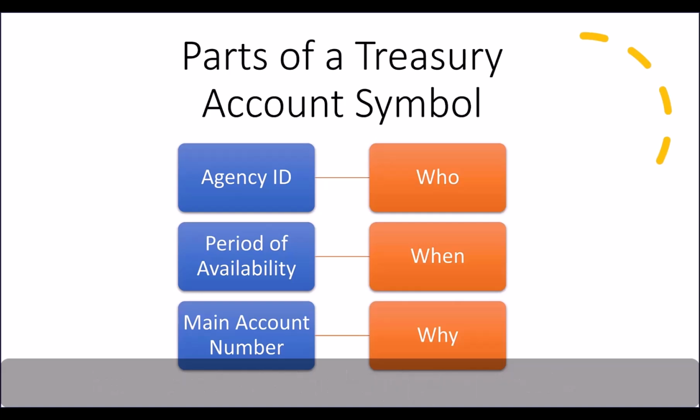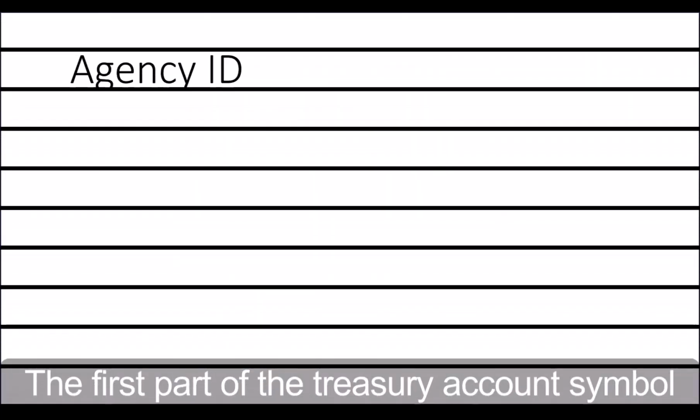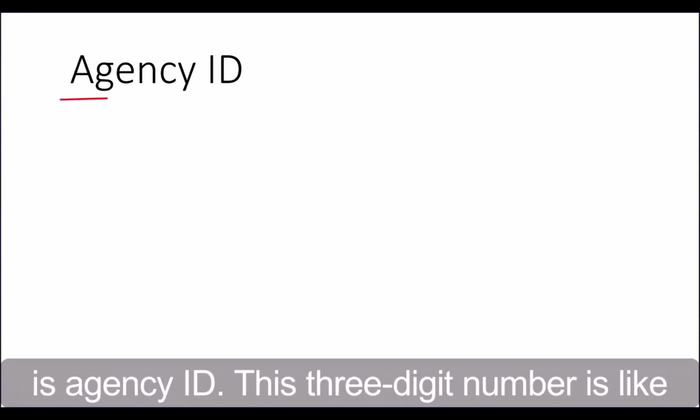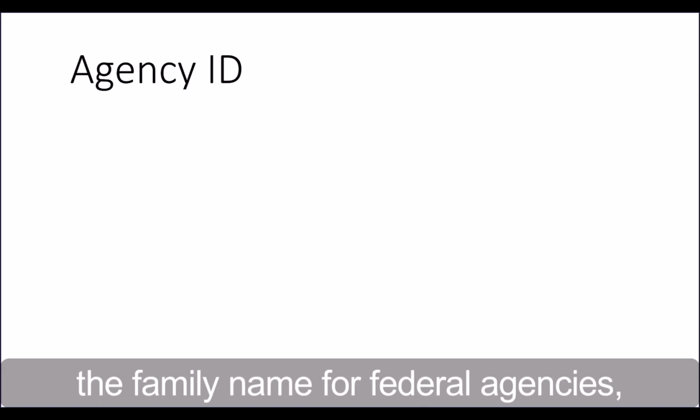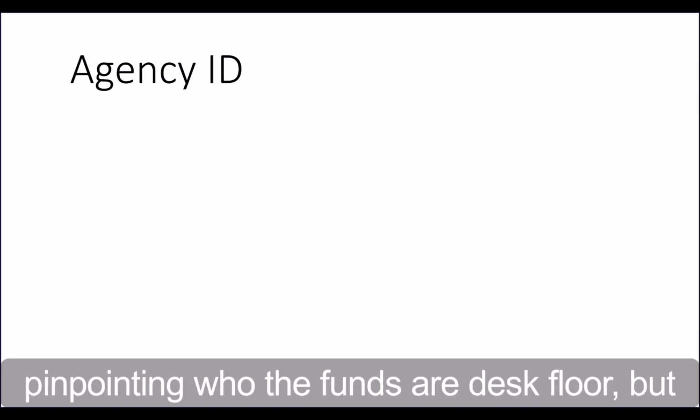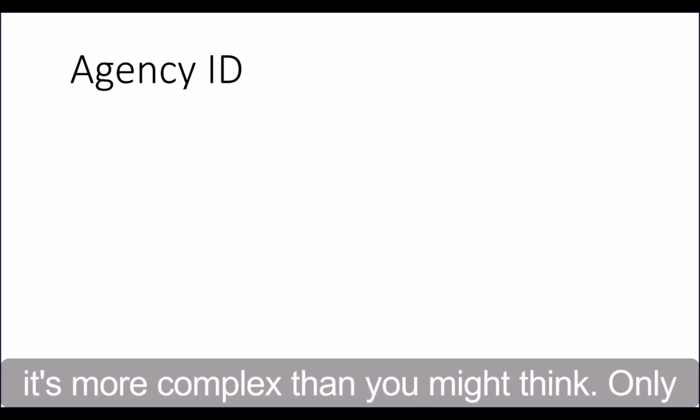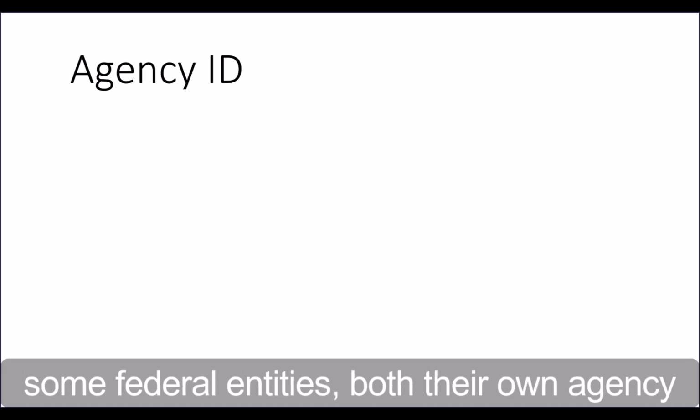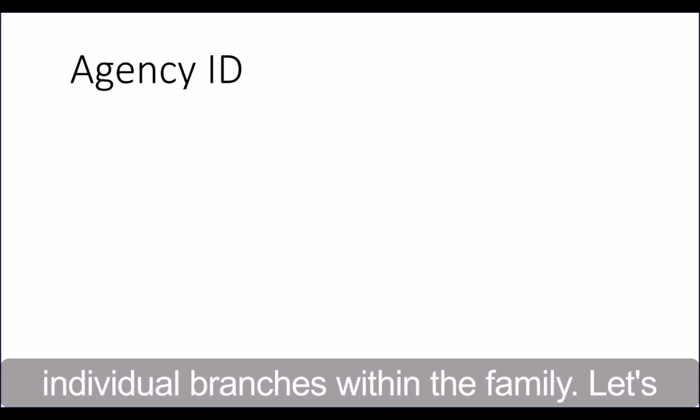The first part of the Treasury account symbol is the agency ID. This 3-digit number is like the family name for federal agencies, pinpointing who the funds are destined for. But it's more complex than you might think. Only some federal entities boast their own agency ID. Instead, some are grouped under a broader departmental umbrella, much like individual branches within the family.